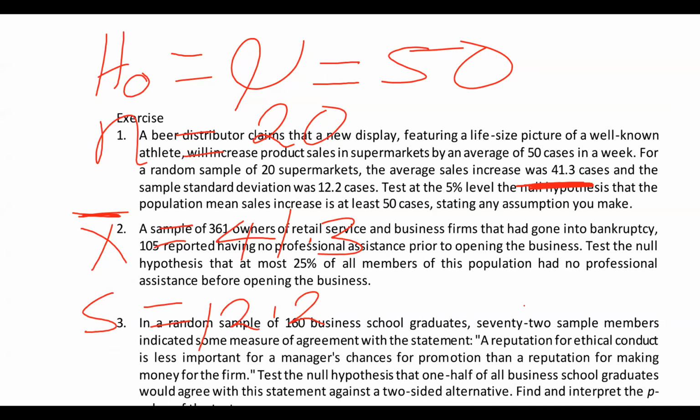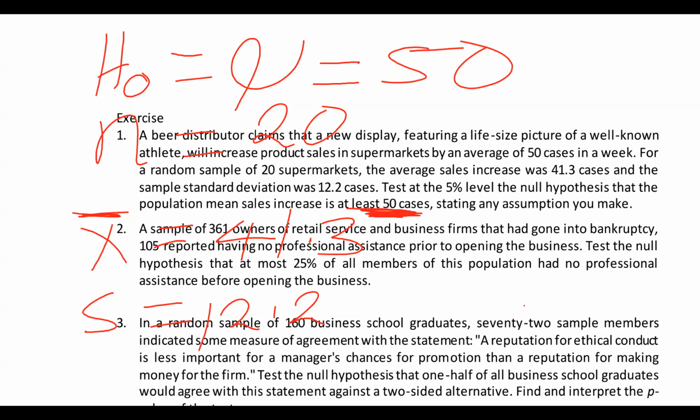The question is this one. Can you test at the 5% level that the null hypothesis is that the population mean sales increase at least 50 what? At least 50 what? 50 cases. Stating any assumptions you make.